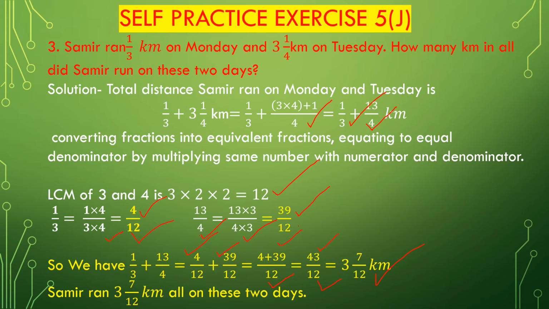So Samir ran 3, 7 divided by 12 kilometer on these 2 days, Monday and Tuesday. So the total Samir ran on Monday and Tuesday is 3, 7 divided by 12 kilometer.